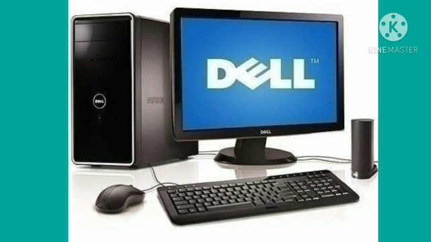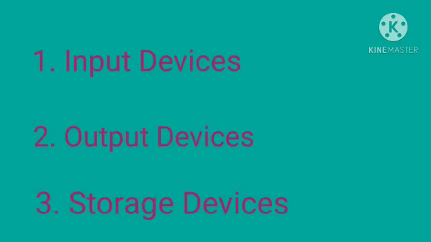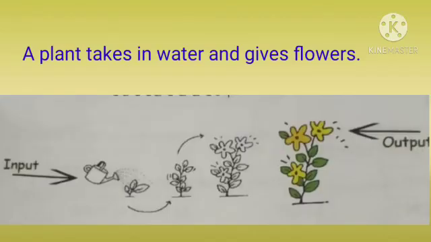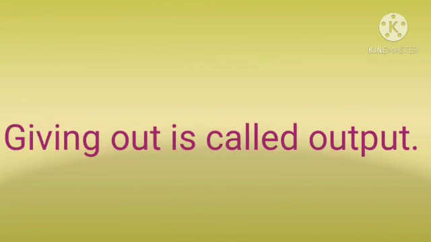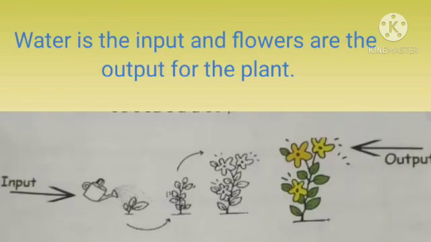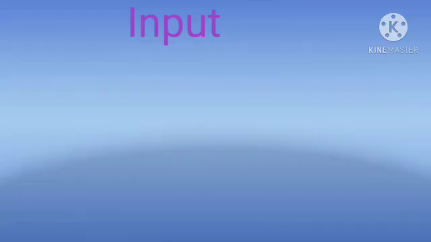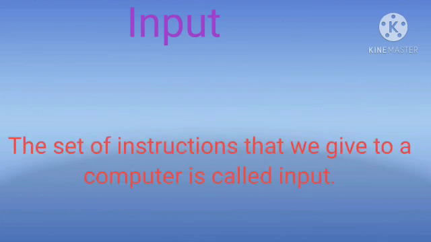The parts of a computer are divided into three main parts: input devices, output devices, and storage devices. A plant takes in water and gives flowers. Taking in is called input. Giving out is called output. Here, water is the input and flowers are the output for the plant. Input: the set of instructions that we give to a computer is called input.